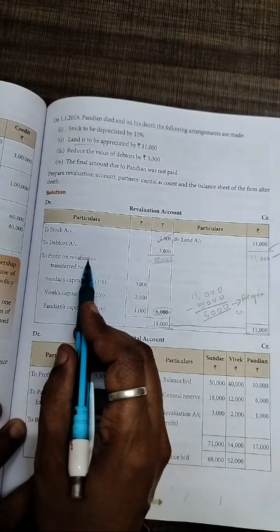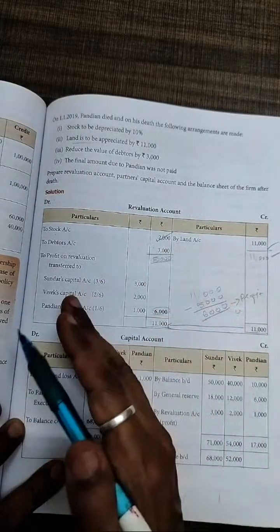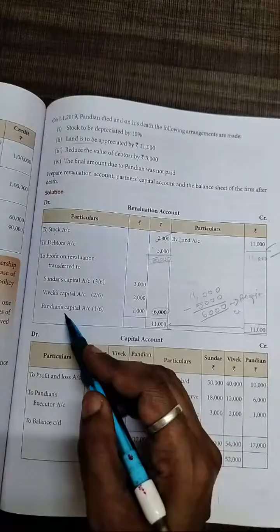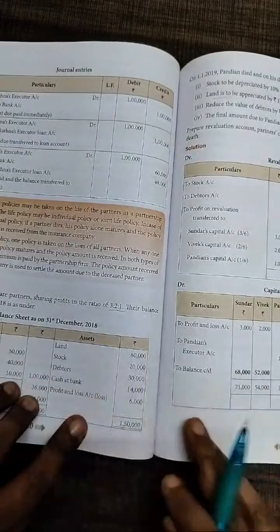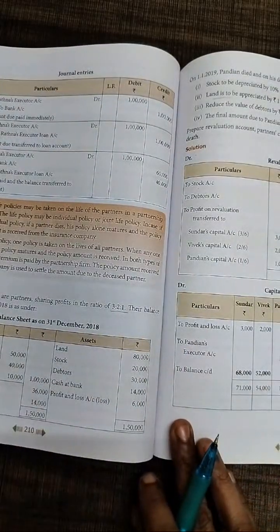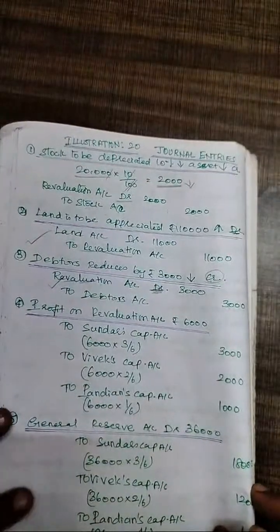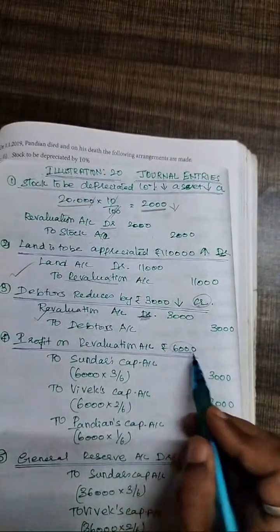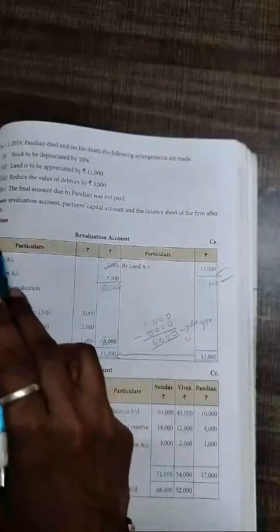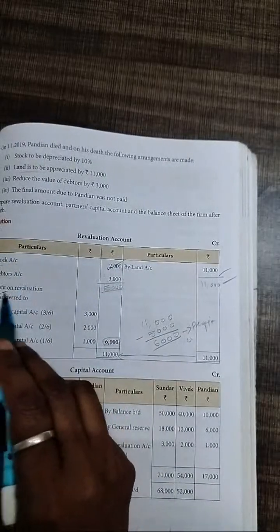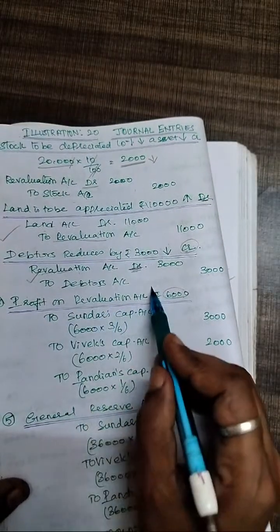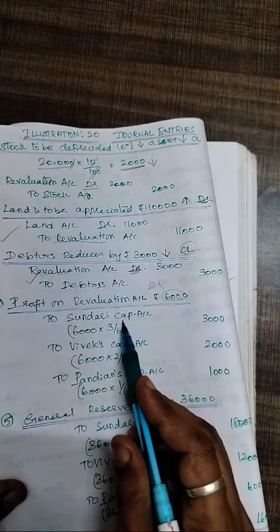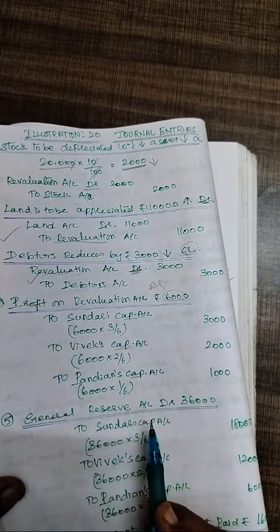Okay, after entering the profit on revaluation account, immediately transfer it to the respective partners' capital accounts with their profit sharing ratio. What is their profit sharing ratio? 3:2:1 is the partners' profit sharing ratio. Accordingly, what is the profit on revaluation account? Profit on revaluation account is 6,000 rupees. You will get it on debit side of the revaluation account. So revaluation account debit to respective partners' capital accounts with their profit sharing ratio.